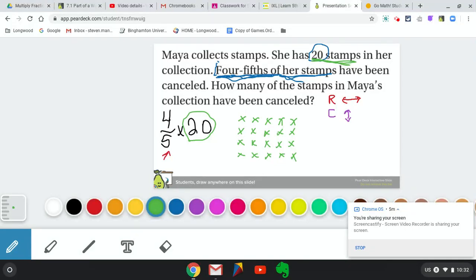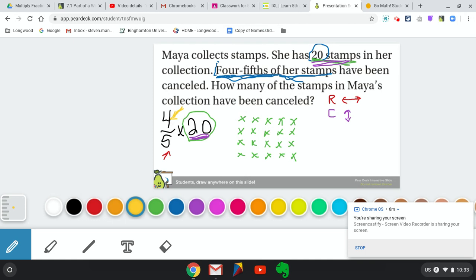So you need to make sure you do that, and you need to make sure that for that whole number, you have that many X's or circles. In this case, they're representing stamps, right? Each one of these X's is one stamp. So now that we have an array of 20 X's or 20 stamps for this question, all we're going to need to do is look at our numerator now, okay?